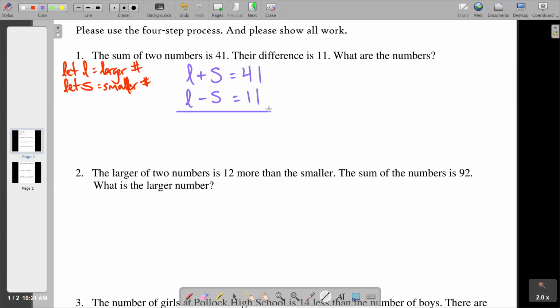We're going to use a lot of substitution today, I would guess probably 70% of the problems, but for this one, why use substitution if something's just screaming, look at me, add me together. So if I add these equations together, if I add straight down, the S's eliminate. How many L's do I get? 2L equals 41 plus 11, which is 52. And then I divide both sides by 2, and I now know part of my answer. What's L equal?